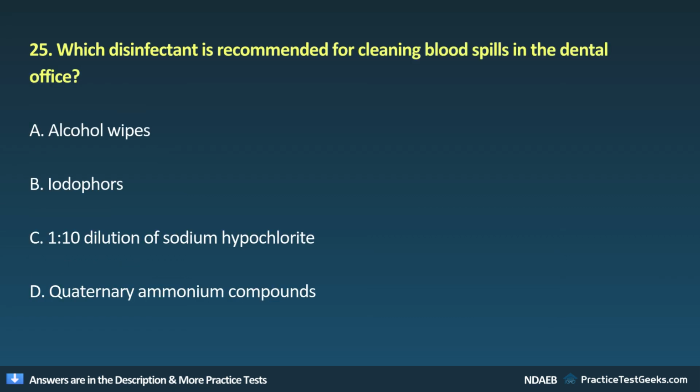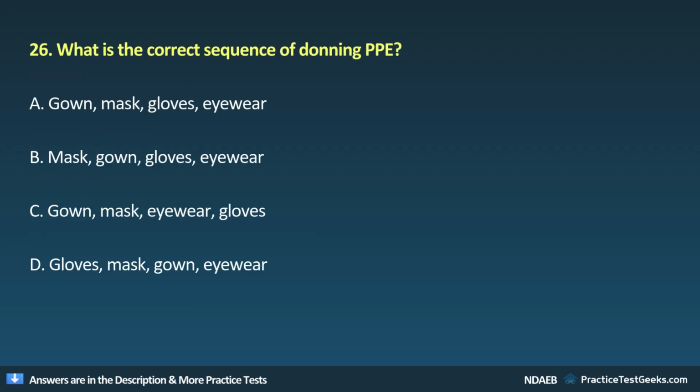25. Which disinfectant is recommended for cleaning blood spills in the dental office? A. Wipes. B. C. 1:10 dilution of sodium hypochlorite. D. Quaternary ammonium compounds. 26. What is the correct sequence of donning PPE?